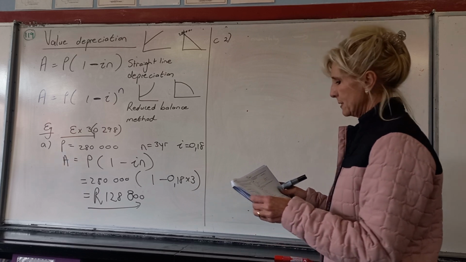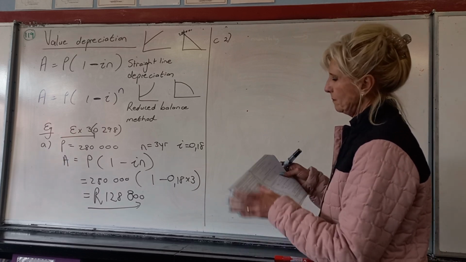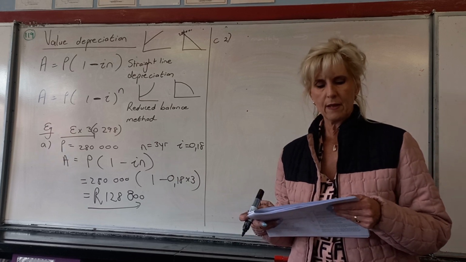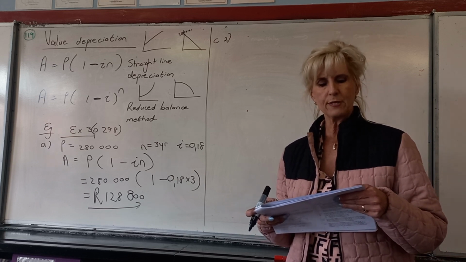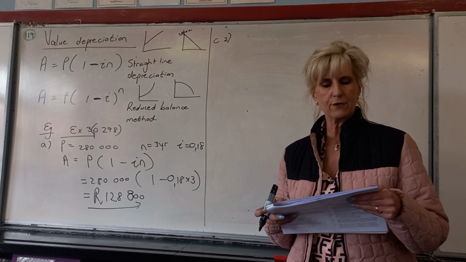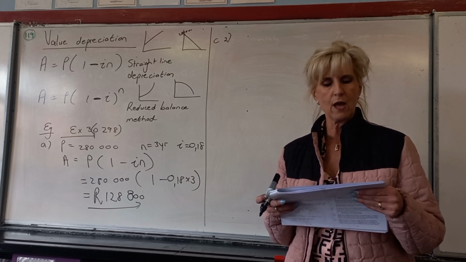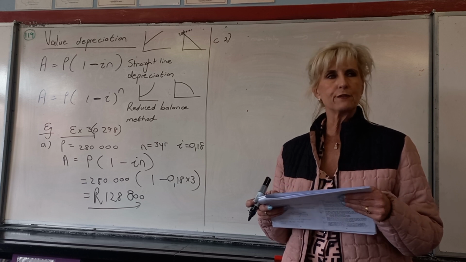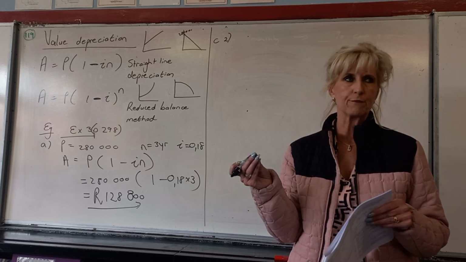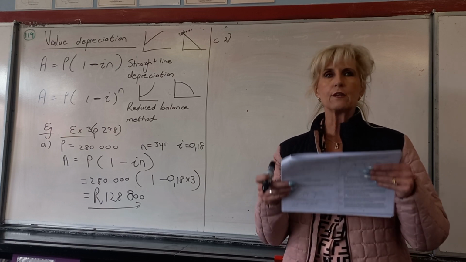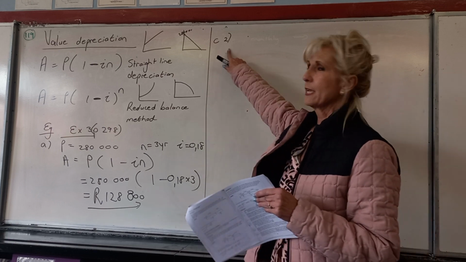Let's have a look at number C. It says, someone bought a printer for 4,500 Rand and it sold 3 years later for 1,200 Rand. What was the annual rate of depreciation? I don't think you could have missed that this is a depreciation sum, if it is done in the reducing balance method, the second one.